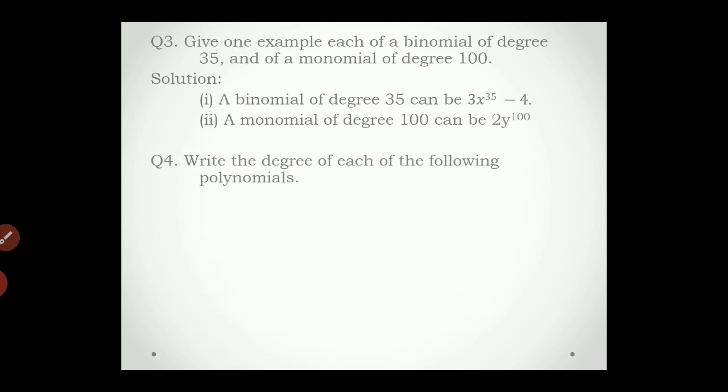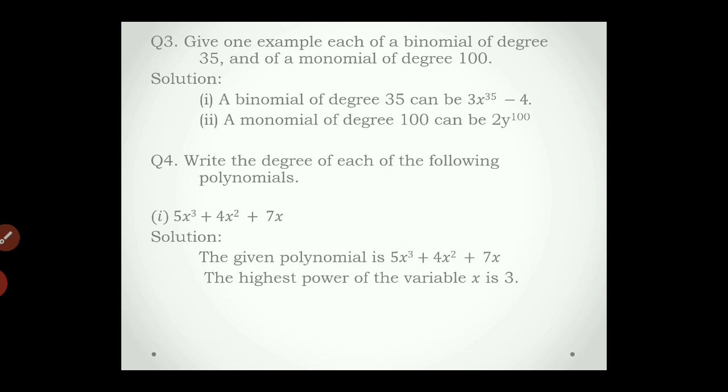Next is, write the degree of each of the following polynomials. The degree of a polynomial is the highest power of any variable included in that polynomial. Here, 5x cube plus 4x square plus 7. It is a polynomial in one variable, so its degree would be the highest power of that one variable. The given polynomial is 5x cube plus 4x square plus 7. The highest power of the variable x is 3, so its degree is 3.